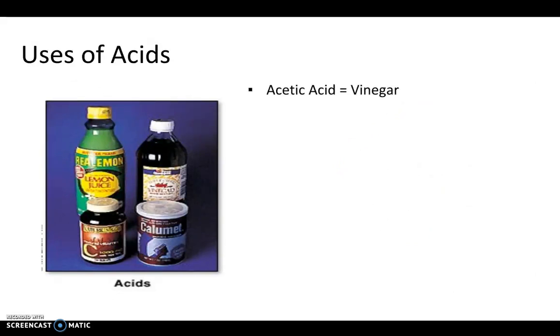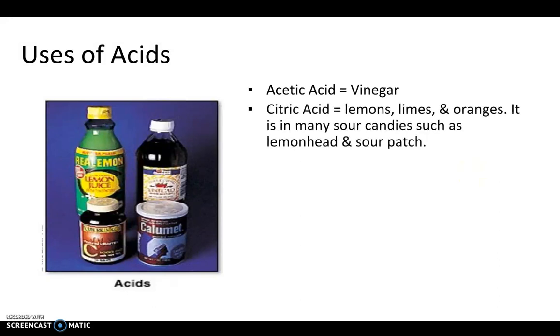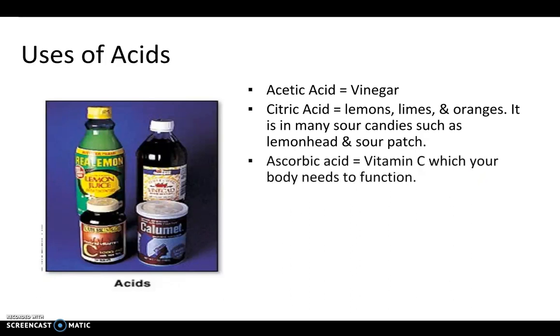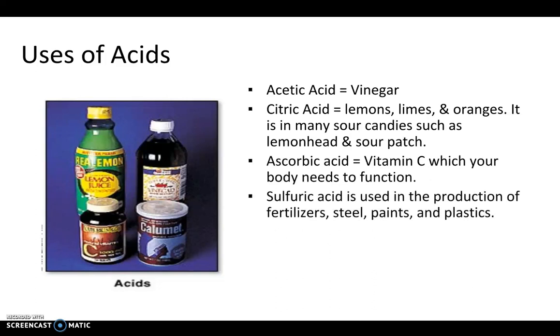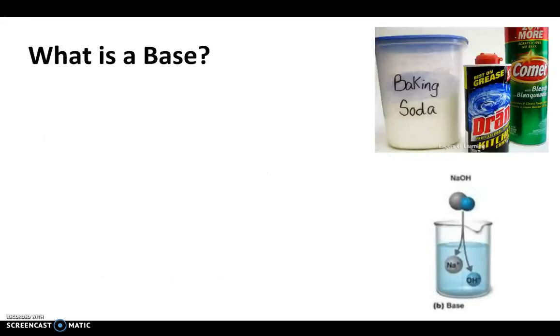Acids are used for a lot of different things. Acetic acid is vinegar. Citric acid is in lemons and limes and oranges. Lots of sour candies like Lemon Heads and Sour Patch Kids have citric acid. Ascorbic acid is vitamin C, which your body needs to function. It's very important. Sulfuric acid is used in the production of a lot of fertilizers and steel, paints, and plastics. Car batteries are acid-based, so there's a lot of important uses for acids.